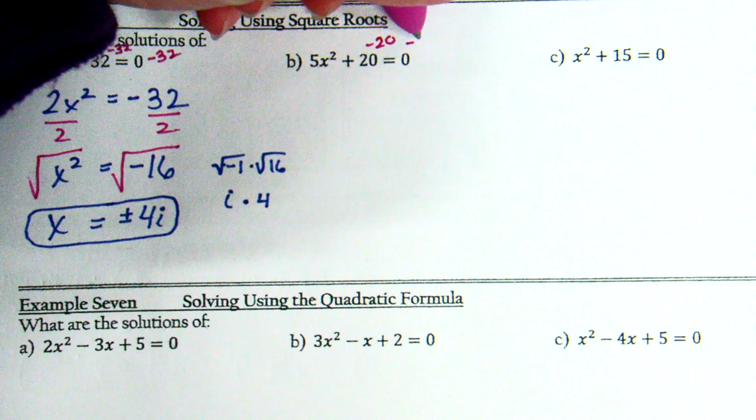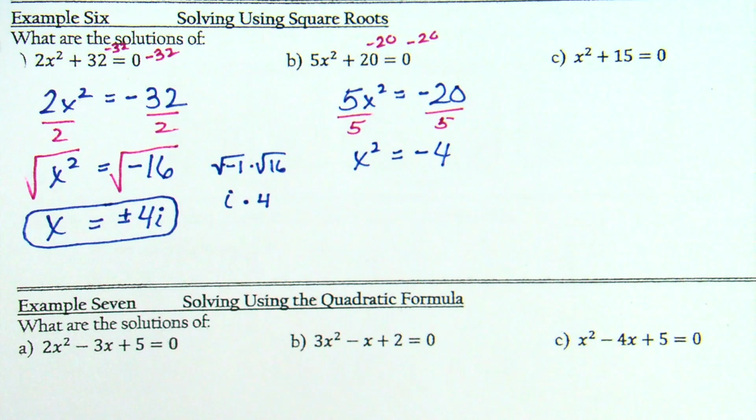So if I subtract the 20 over, I now have 5x squared equals negative 20. Now what do I do to get x squared by itself? Divide by 5. And then I have x squared equals negative 4.